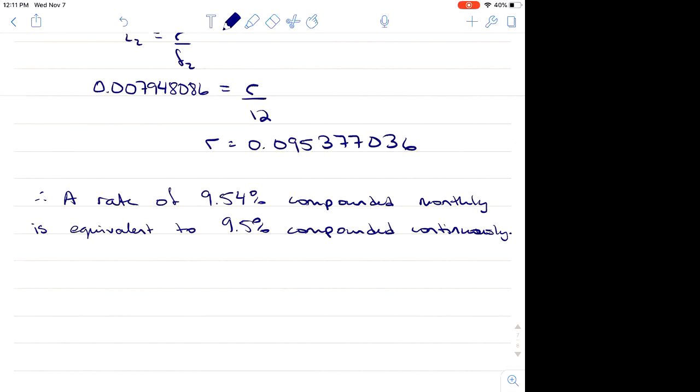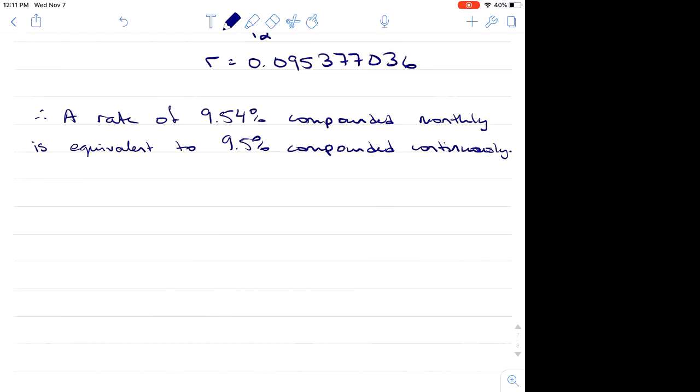So, any questions about that one? No? Then we're ready for annuities. 6.2 is simply titled Annuities.